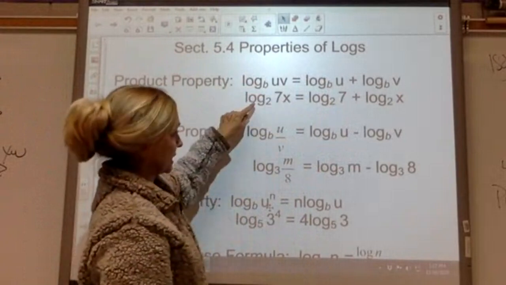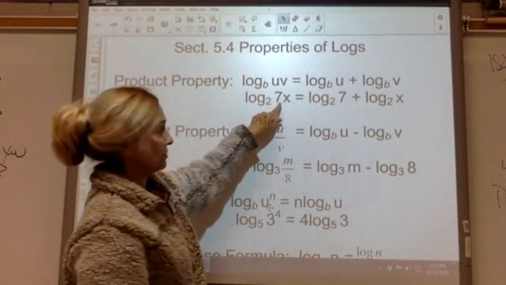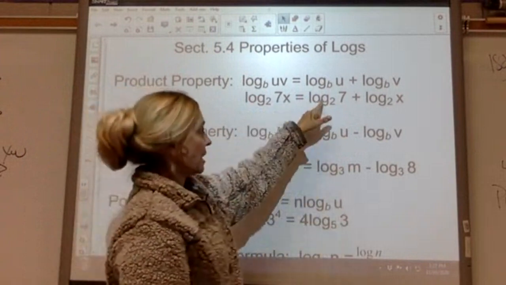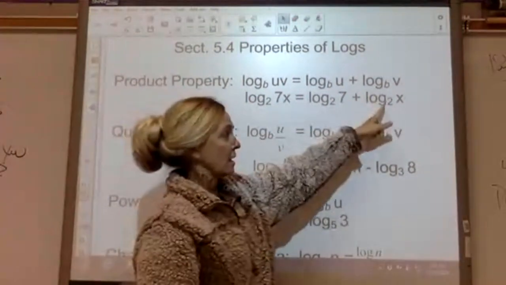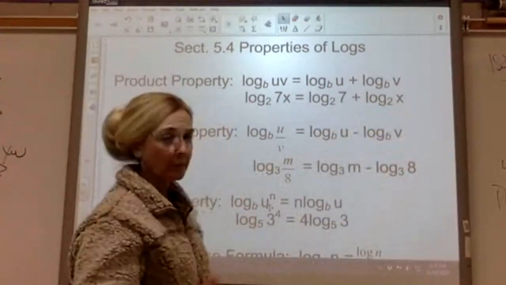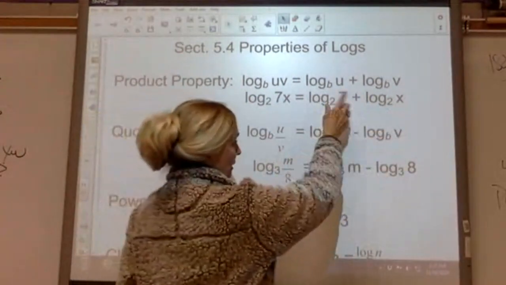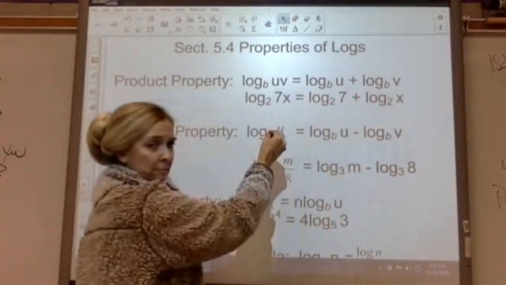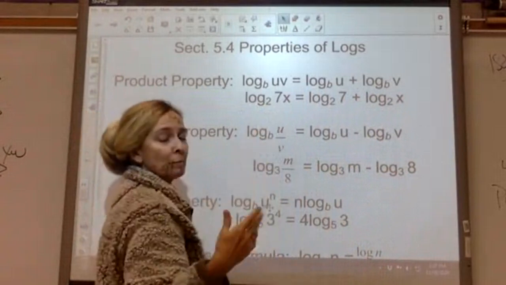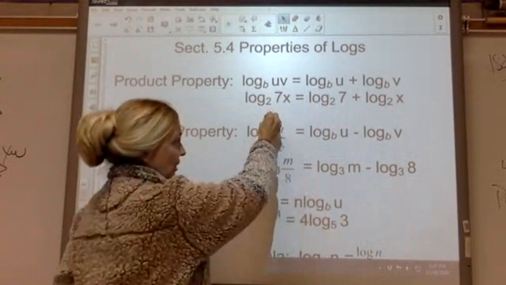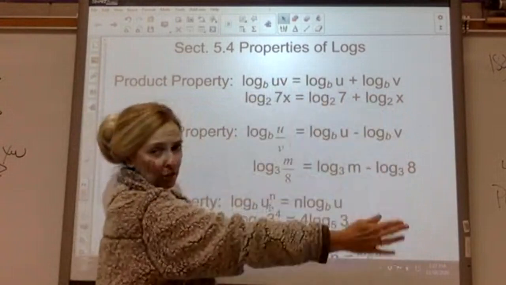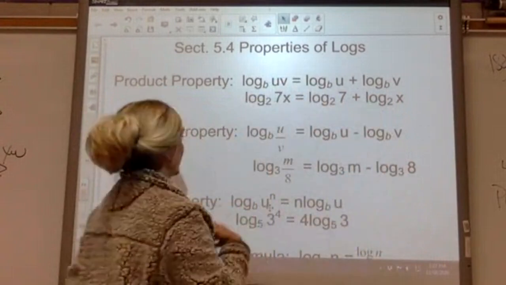And so here's an example. If we have log base 2 of 7x, we can split that up into separate logs: log base 2 of 7 plus log base 2 of x. Now in these properties, we may have a situation where they're written separately and we need to condense them down to a single log. We may have situations where they are a single log and we need to split them up. So these will go either direction depending on the situation that we have, all right?